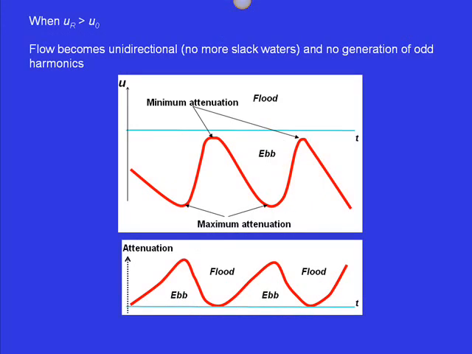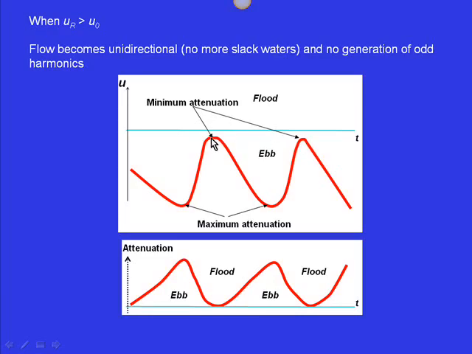So now, when the river flow is greater than the tidal flow, the flow becomes unidirectional. You see a tidal signal, but still everything is going in the ebb direction. So you don't have any generation of odd harmonics like the M6 because you don't have slack waters anymore. And since you're not going to have slack waters, you're not going to have a flood period, and you won't have attenuation during flood periods.